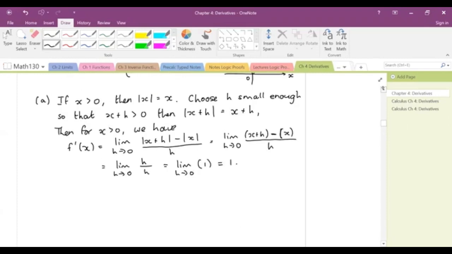So we found, by applying the definition of f prime of x according to the limit, that the limit exists. So we can say, hence, f of x is differentiable for all x greater than 0.